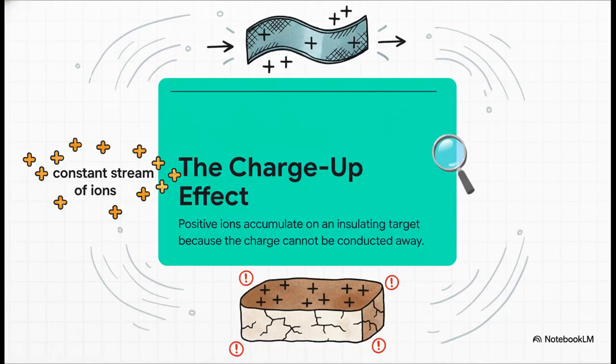Okay, so here's the deal. The whole DC process relies on the target being conductive. It needs to be able to get rid of the positive charge from that constant stream of ions hitting it. But what if your target is an insulator, like a ceramic? Well, those positive charges have nowhere to go. They just get stuck right there on the surface and start to build up.